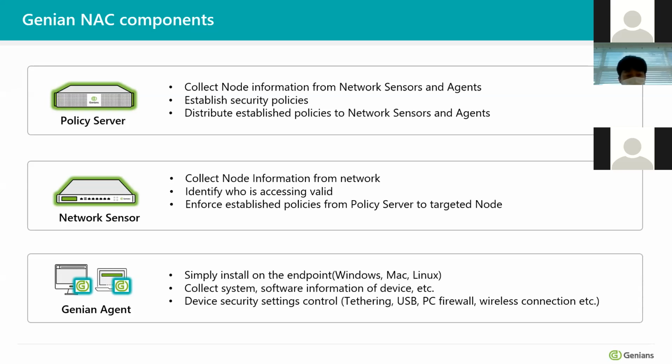Genian agent is an optional software. It can simply be installed on the endpoint, especially Windows and Mac, and sometimes Linux. It collects the system software information of the devices. It delivers the security setting of the control or collecting information, etc. So please remember, the agent is optional, it's not mandatory.